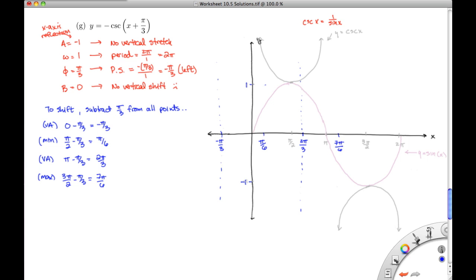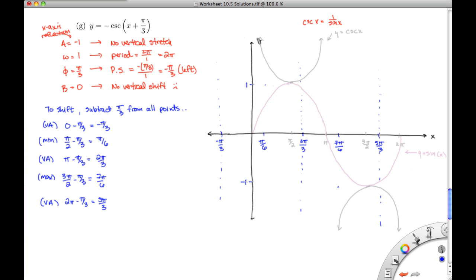I'm going to sketch this in lightly because we still have to do an x-axis reflection over here. And then lastly, we've got one more vertical asymptote. The last vertical asymptote was at 2 pi. If we subtract pi over 3, that's going to give us 5 pi over 3, which would be right here. So this is our remaining vertical asymptote. So the only thing we really have to worry about is this max and min.